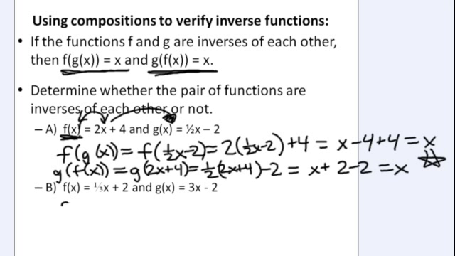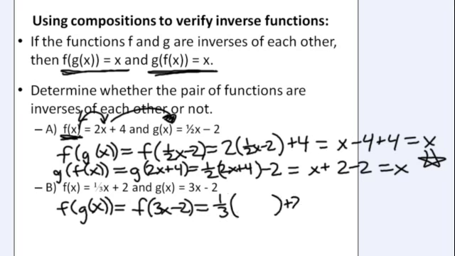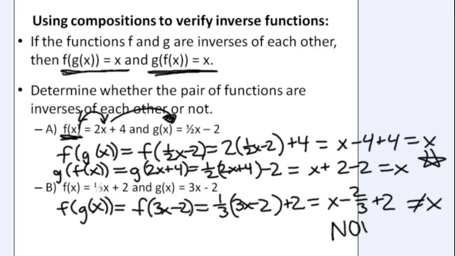Let's try the next one here. Start out with f of g of x. And let's plug in the g of x. We'll plug that into f of x. So we're going to take 1/3 of the input plus 2. And the input here being 3x minus 2. Distribute the 1/3. And that gives me x minus 2/3 plus 2, which does not equal x. So these are not inverses of each other.